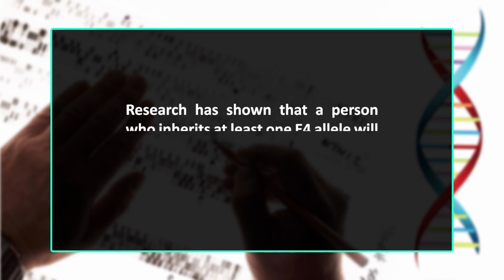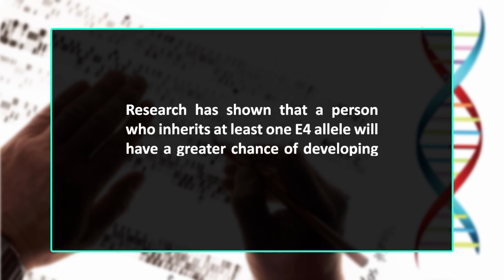So each individual inherits one maternal copy of ApoE and one paternal copy of ApoE. Research has shown that a person who inherits at least one E4 allele will have a greater chance of developing Alzheimer's disease. Apparently, the change of one amino acid in the E4 protein alters its structure and function enough to make disease development more likely. Inheriting the E2 allele, however, seems to indicate that a person is less likely to develop Alzheimer's disease.